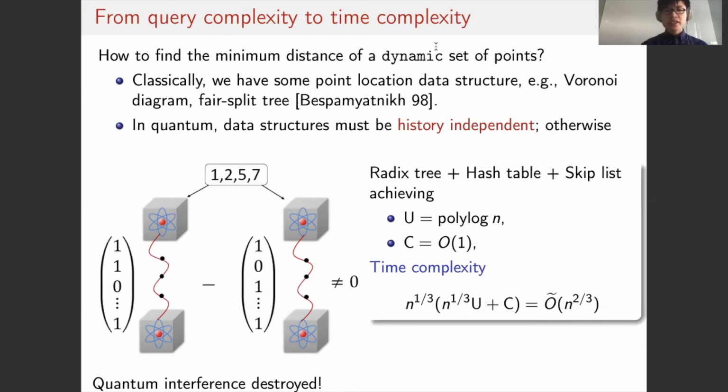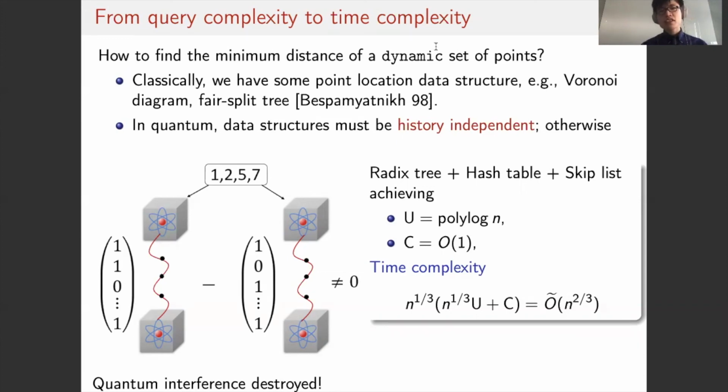Classically, we have some point location data structures like the Voronoi diagram or fair split tree to solve this problem. In quantum, however, the data structure must be history independent. That is to say, for the same data, regardless of the operation order, the data structure must have the same memory layout for this input data. It is because we store the data structure in the quantum state. If we get the same subset from different paths in the random walk, and the data structure is different, then the quantum interference will be destroyed and the algorithm will collapse.